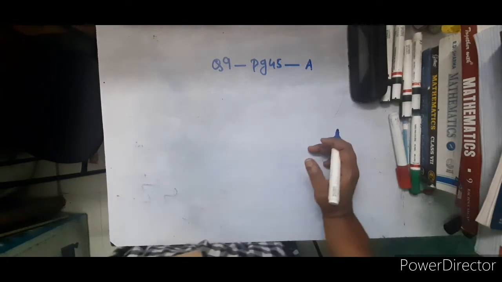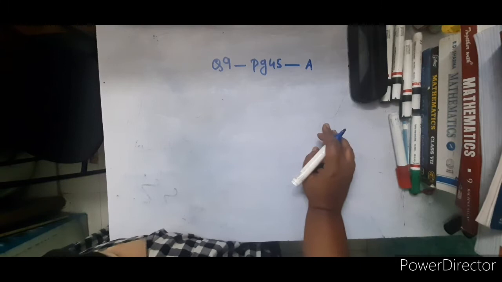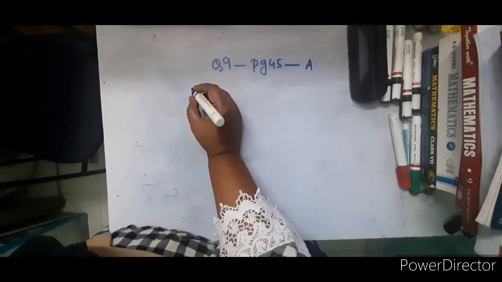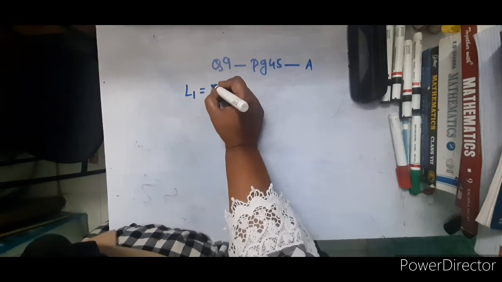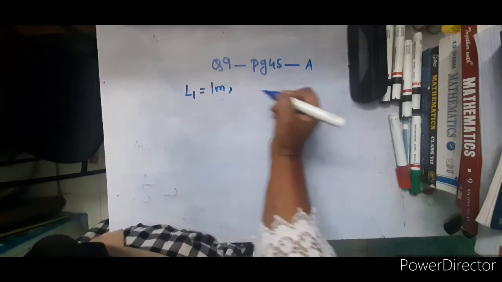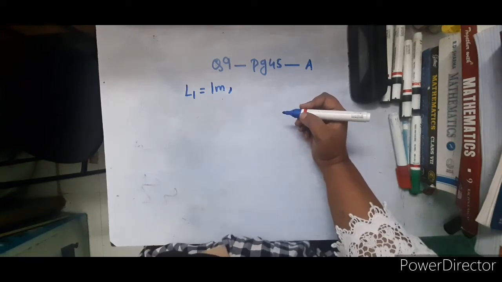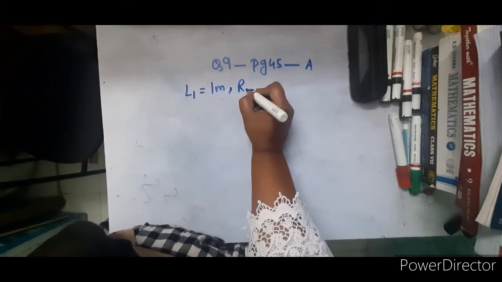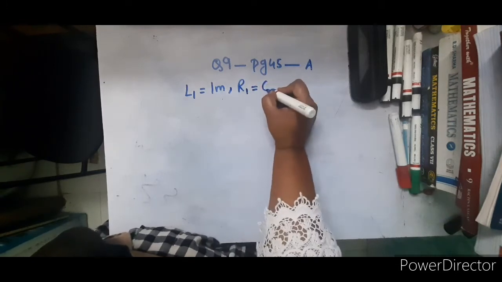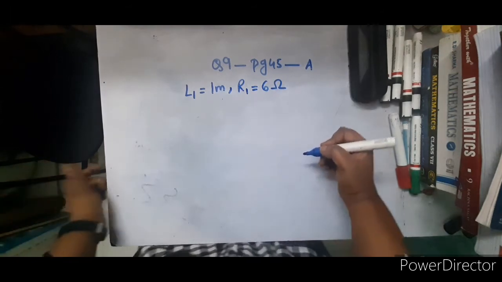In this they have told that a resistance of 1 meter long. So there is a resistance. Let us consider the length L1 is 1 meter long. The resistance of a 1 meter long nichrome wire is 6 ohms. So R1 is the resistance of this wire, that is 6 ohm.